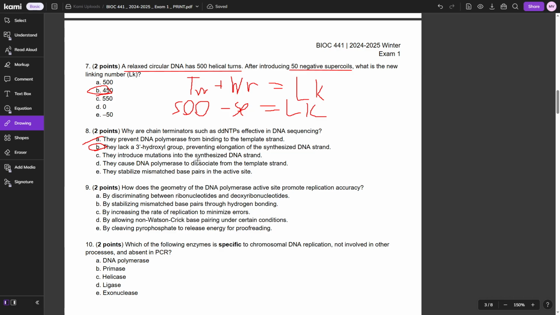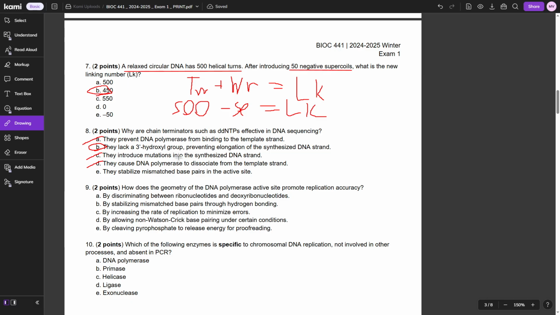They introduce mutations. No, they don't. They don't introduce mutations, right? Nothing changes about the bases. The bases are still the same, and the complementation is still the same, so that doesn't change. They cause DNA polymerase to dissociate. No, they don't. They don't affect DNA polymerase's ability to work, right? I guess after it has been bound and attached to the DNA, sure. I guess it stops DNA polymerase from continuing to polymerize, but it doesn't stop it from dissociating.